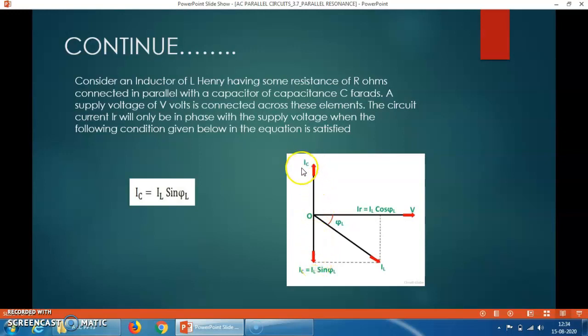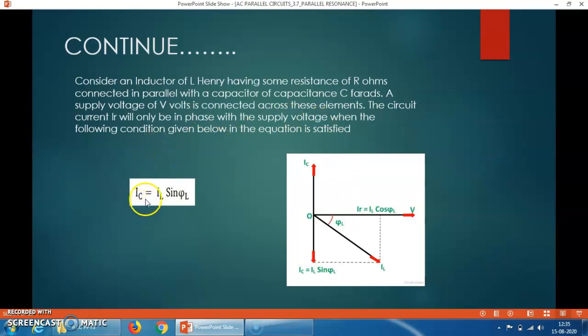So when IC becomes equal to IL sin phi L, at that time these components cancel out, and your circuit current IL is in phase with V, phi L becomes 0, and the power factor becomes unity. At that time we can say that parallel resonance occurs. Let's derive the equation for the parallel resonance.